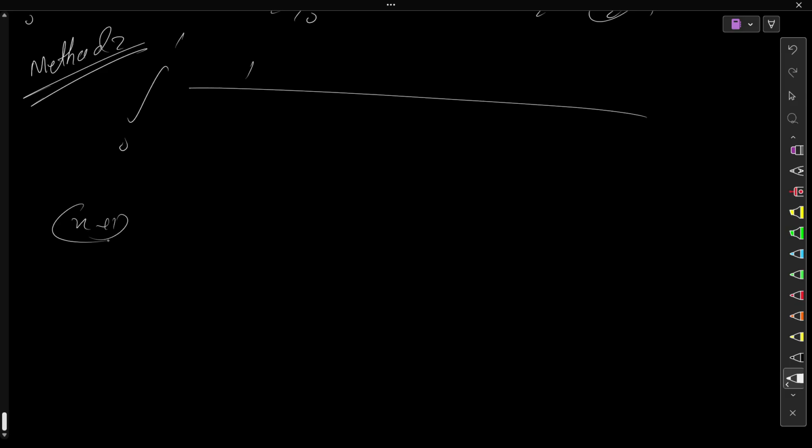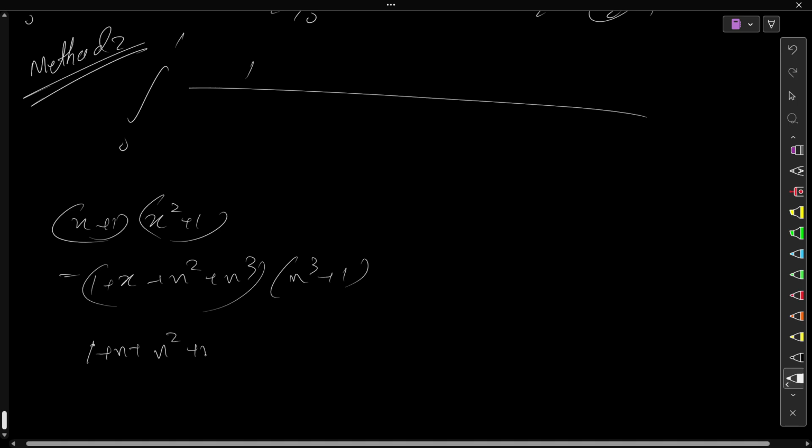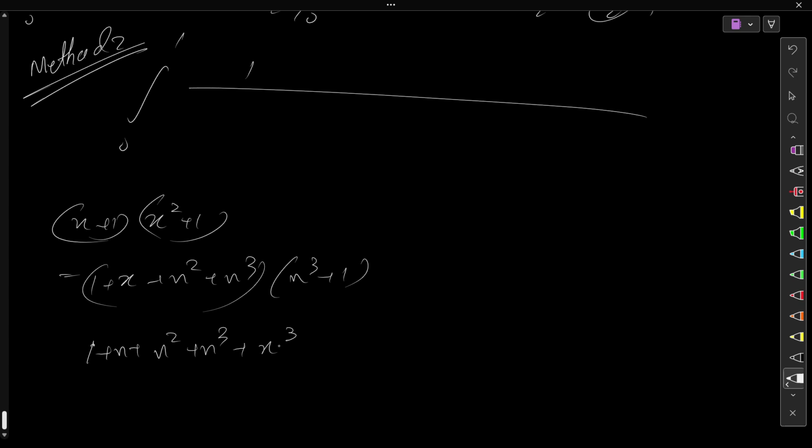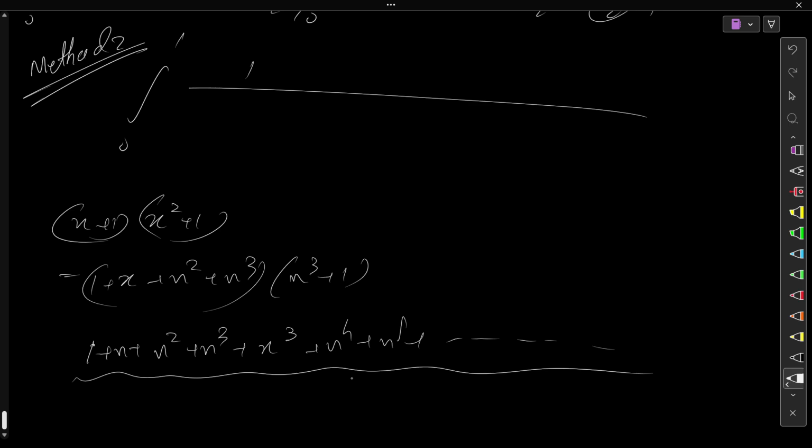If you see x plus 1 into x squared plus 1, and if I multiply both these terms, then this will become 1 plus x plus x squared plus x cube. And then again when we multiply it by x cube plus 1, we get 1 plus x plus x square plus x cube plus x to the power of 4 plus x to the power of 5, and up till like this, and this will become a geometric sequence.